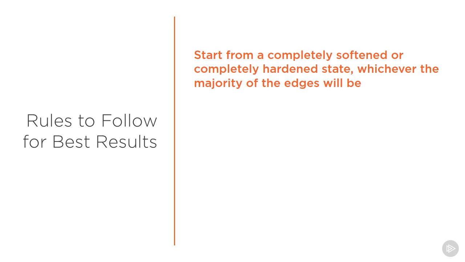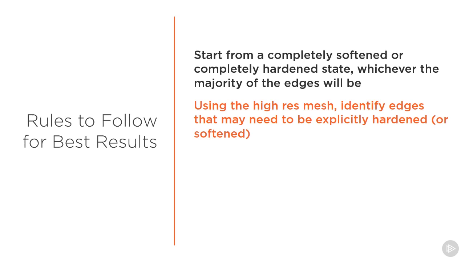If it's a character or some kind of organic asset, then more than likely most of my edges are going to need to be softened or averaged. If it's some kind of mechanical asset, a piece of machinery or something like that, maybe we start from a hardened state. After we have started from that state, we're going to use our high-res mesh and identify edges that may need to be explicitly hardened or softened. This is where subjectivity comes into play, and there may be a little bit of trial and error on your part, depending on the asset that you're working on.